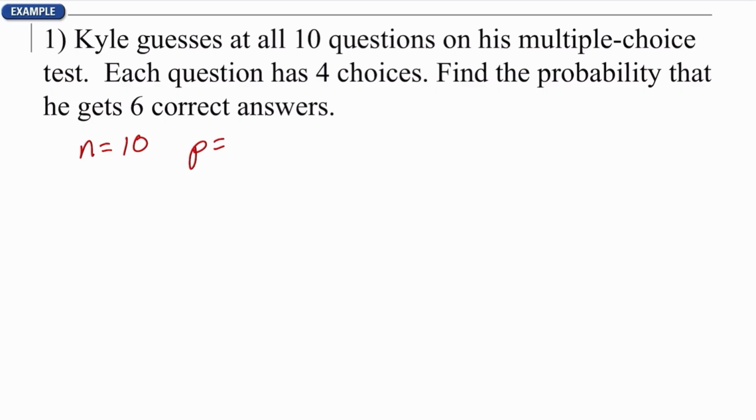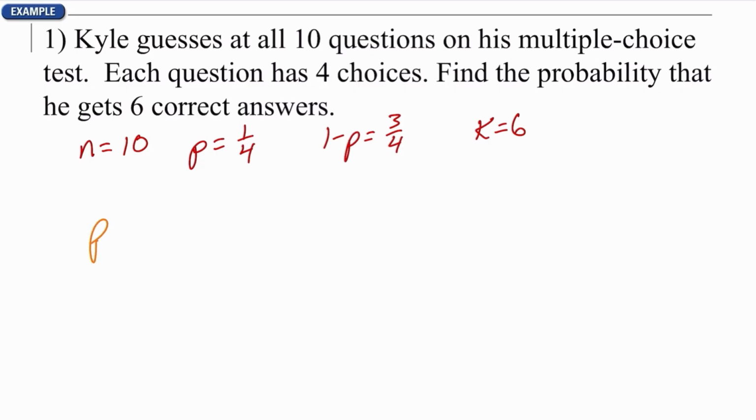The probability of success, since he's guessing, is going to be 1 out of 4 because each question has 4 choices. So then his probability of failure is going to be 3 out of 4. And then the number of successes that we want is 6, the probability that he gets 6 correct answers. Pause the video and put all that together with the formula.